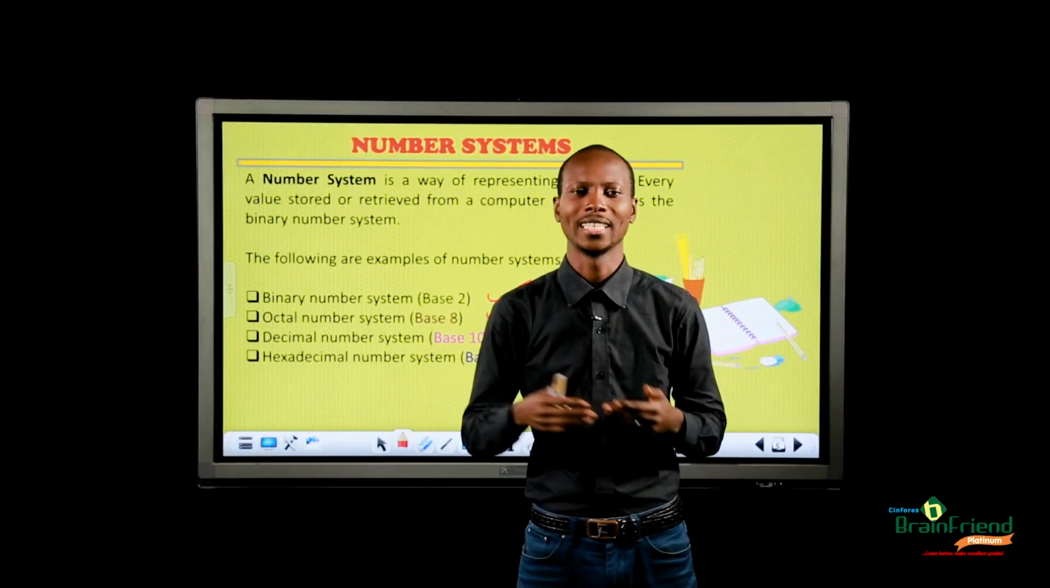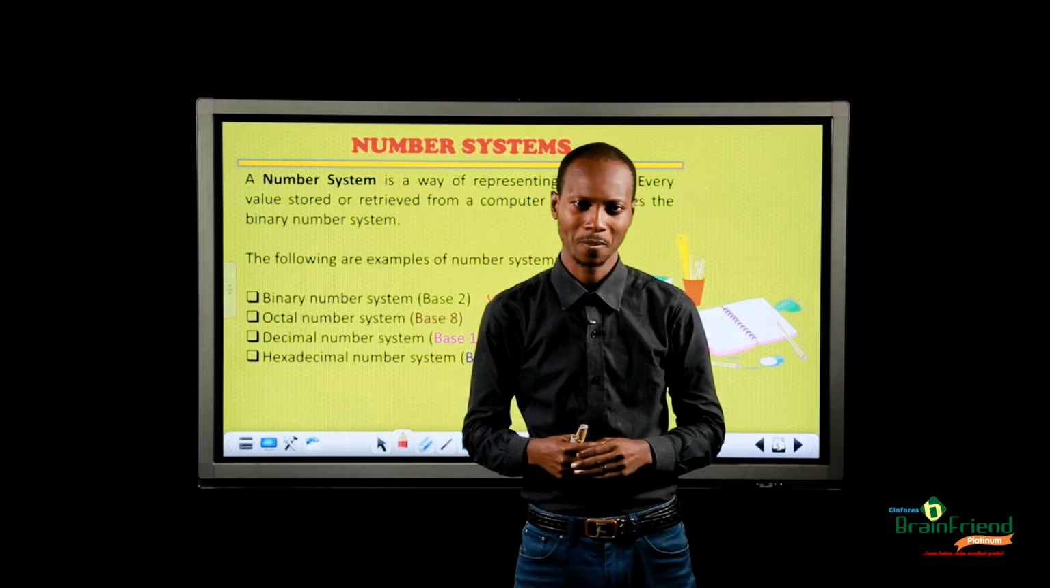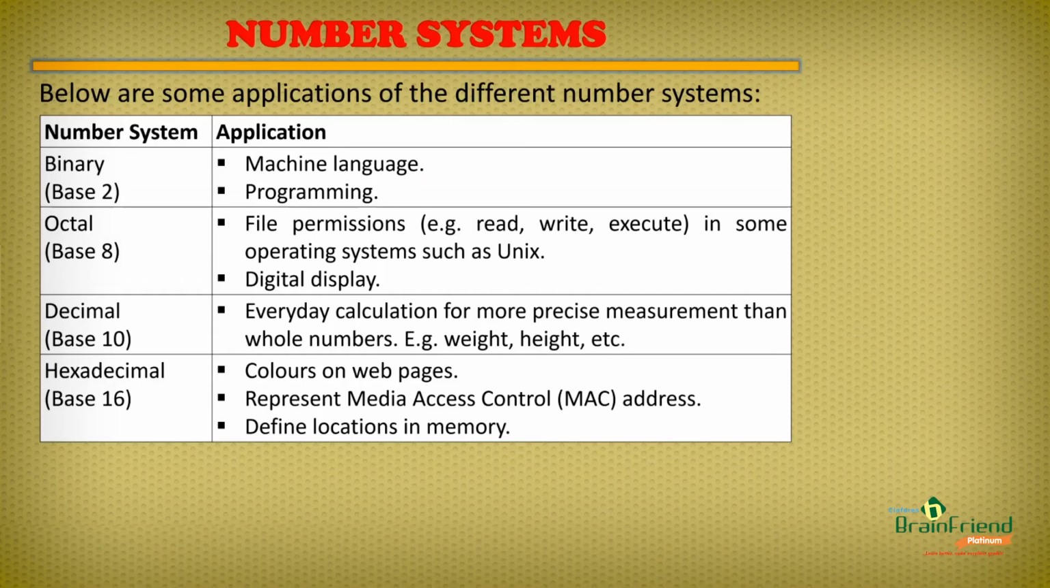Now, let's go on to look at these number systems in detail. But before that, let's look at the application areas of these number systems. Binary, which is the base 2 system, is applied in machine language and also programming. Then the octal, which is also the base 8, is applied in file permissions, for example, read, write, and execute in some operating systems such as Linux, and also in digital display.